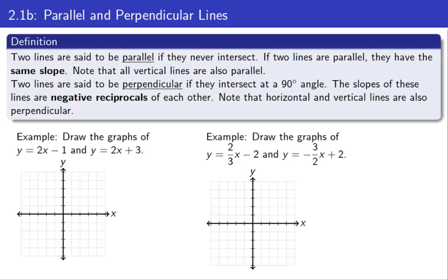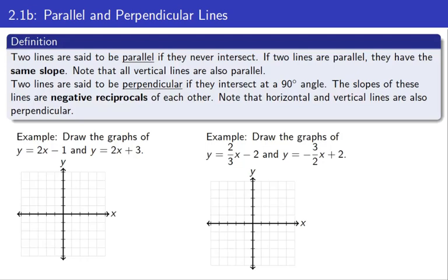In this lesson, we'll be talking about parallel and perpendicular lines. Let's jump right into the definition of these. Two lines are parallel when they have the same slope, and this means that they never intersect. In addition, any two vertical lines are also automatically considered to be parallel. Parallel means that the lines have the same slope.